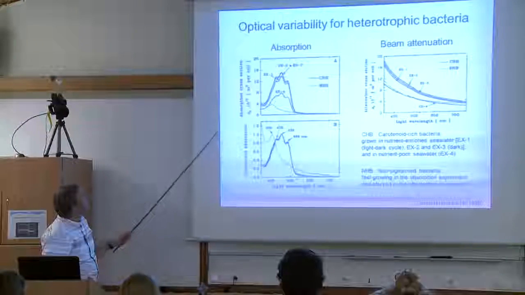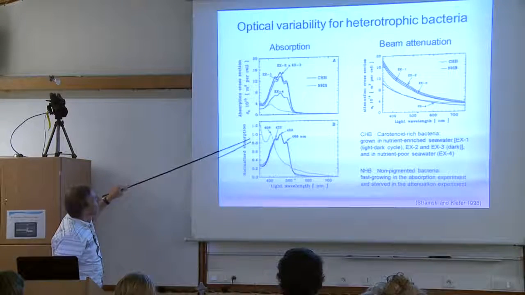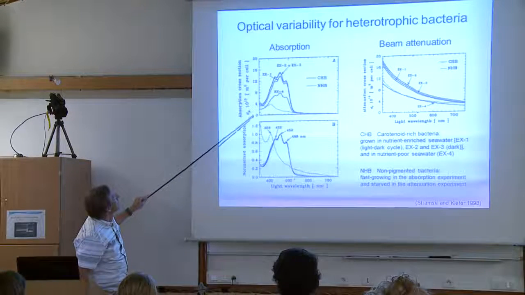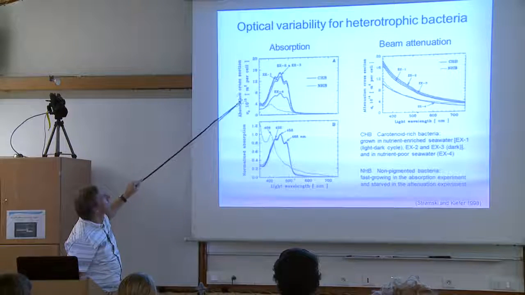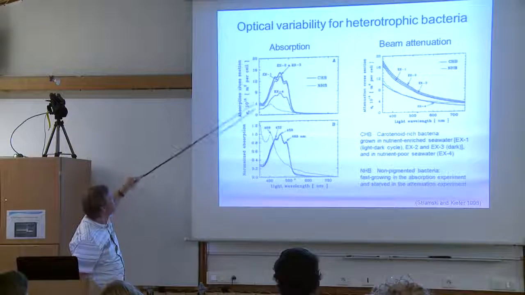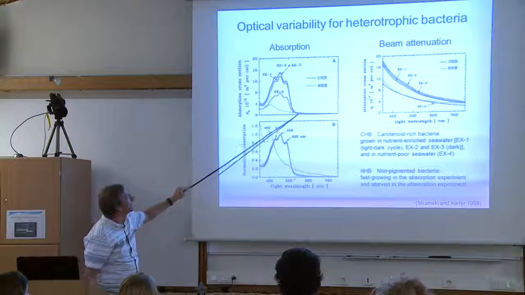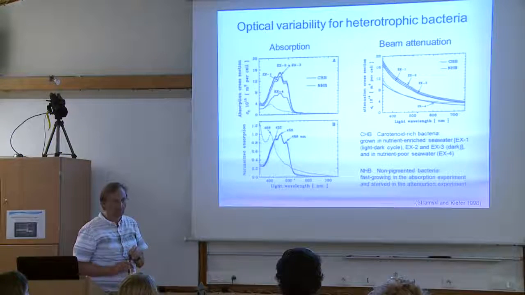You see example data here, with absorption cross-section and attenuation cross-section, where these numbers are quite small because this is multiplied by 10 to the minus 15. But you can see this is a typical spectrum of cross-section for non-pigmented heterotrophic bacteria. This is what we think they are typically.